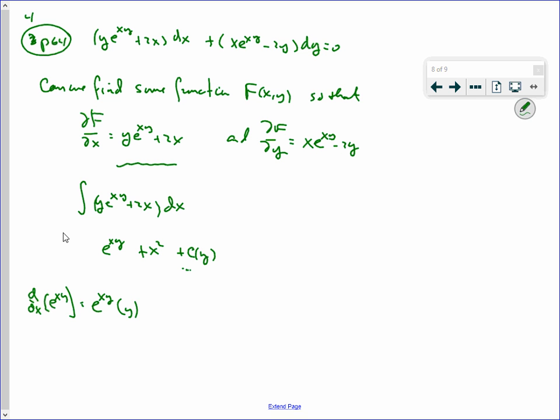Okay, do the same thing here. This was the derivative with respect to y, so if we're trying to recover the original function, I'll integrate this with respect to y.